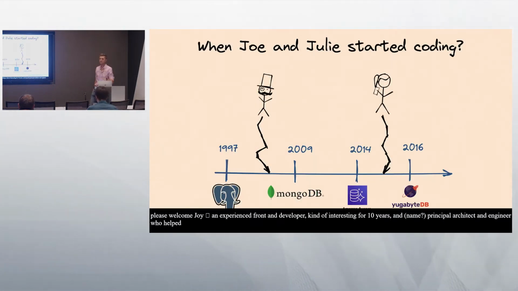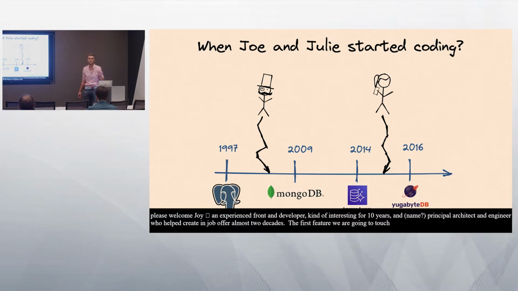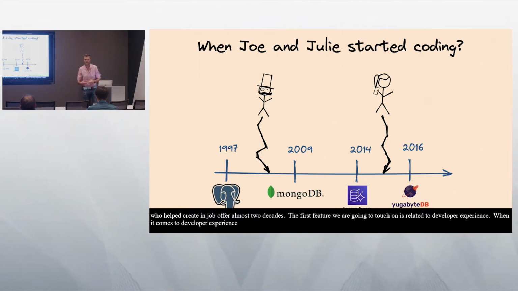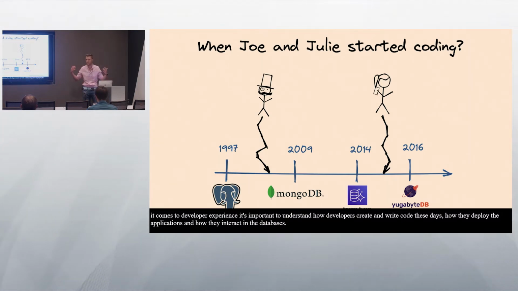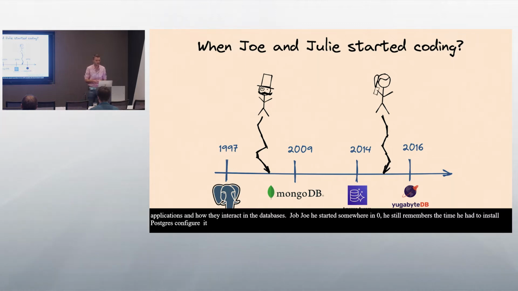When they started coding, because the first feature that we are going to touch on is related to developer experience. And when it comes to developer experience, it's important to understand how developers create and write code these days, how they deploy the applications and how they interact with the databases. So Java Joe started, let's say, in 2000, somewhere in that time. He still remembers the time when he had to install Postgres, configure it on that machine, and whenever he needed, go to his colleague, a DBA, and ask to provision Postgres and configure it in the staging environment.